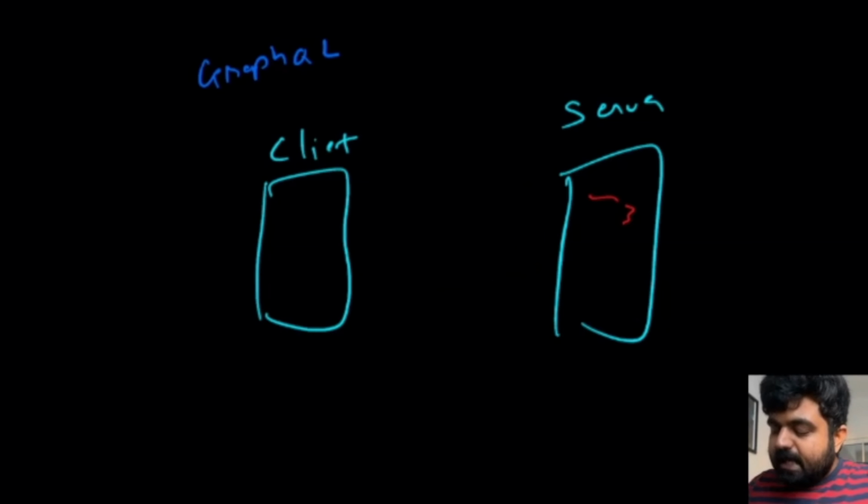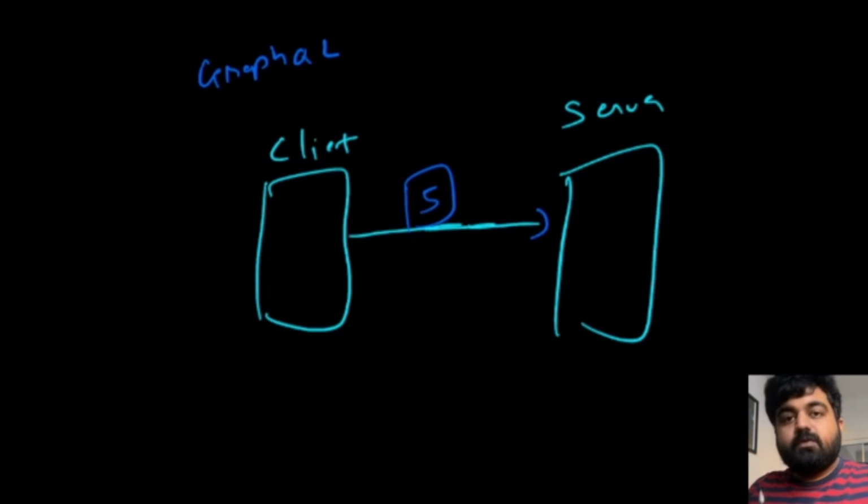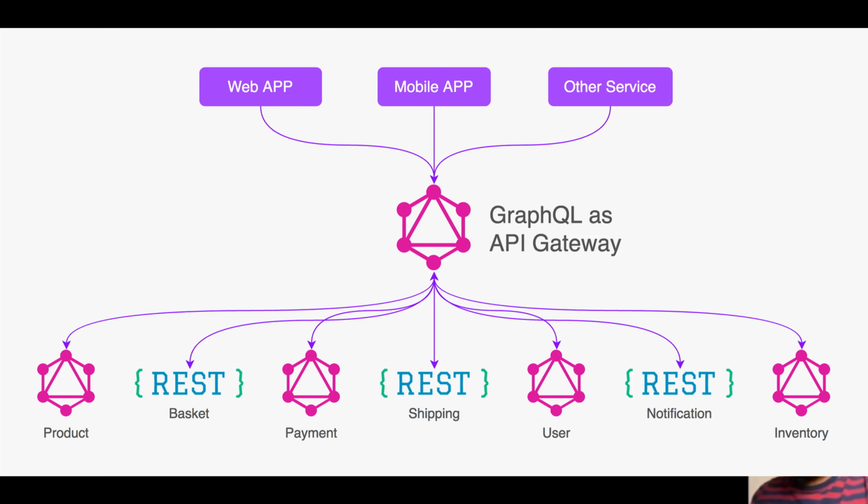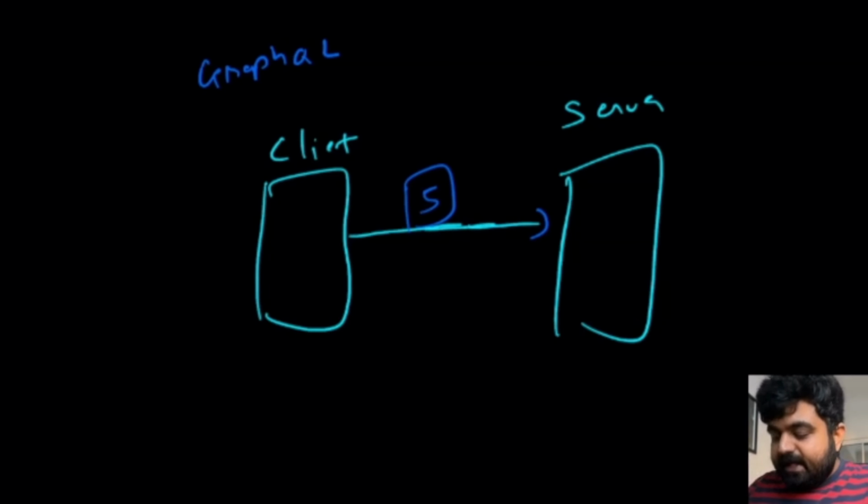So what happens in GraphQL is that let's assume that for any particular query, you are actually querying the server. Now you want to get 5 different things from the server, and you know that the server has the ability to provide these 5 things. So now what the server will do is take in this query.